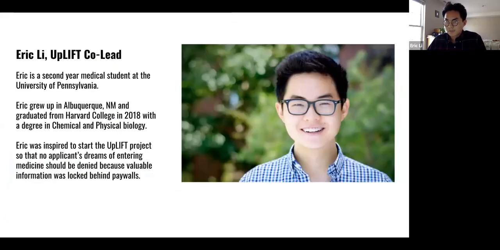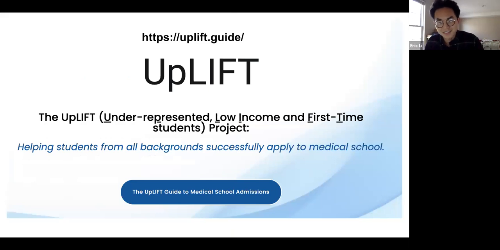And we started UpLIFT. You can see the home screen up there on the screen. What we are is a compilation of our own personal experiences in applying to medical school, to try to make the information, a lot of that social knowledge that gets passed around word of mouth that is so critically important for succeeding in the medical school application process and having a good understanding of the field, as broadly available and as accessible as possible. So that's really the spirit and ultimately the product that we put out for the UpLIFT project.